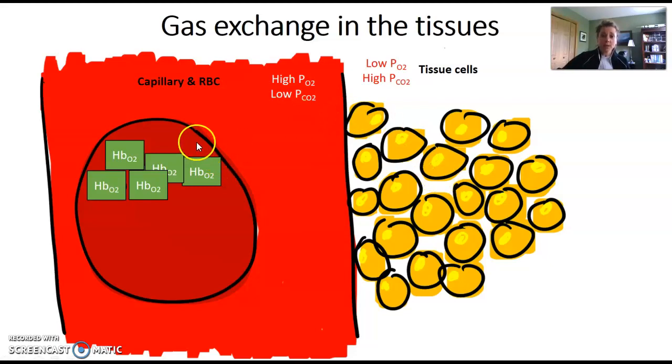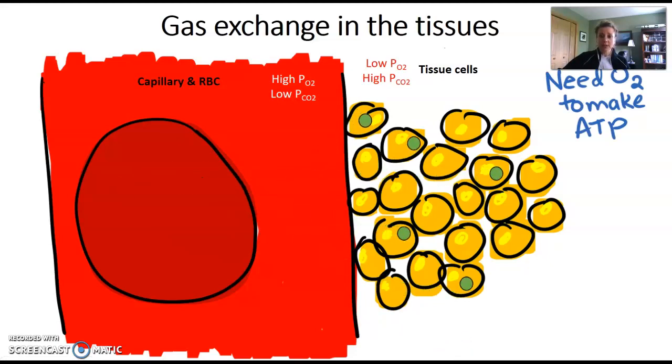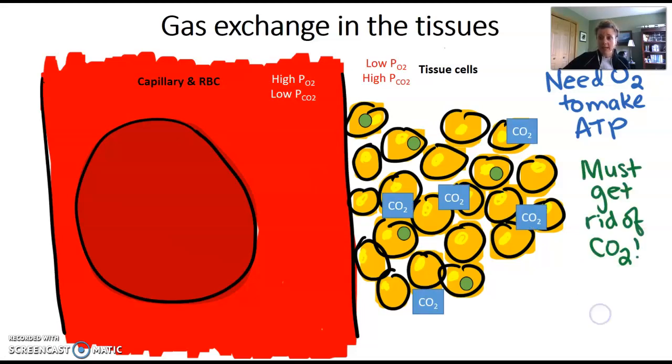So what's going to happen when our red blood cell enters an area that is in need of oxygen? There's actually going to be a structural change in the hemoglobin molecule, and oxygen, which is represented by my little green circles here, is going to diffuse out of my red blood cell, out of my capillary, and into the cells. And remember, our cells need this oxygen in order to make ATP, in order to perform protein synthesis. But in the process, they're making a lot of carbon dioxide, and they have to get rid of that carbon dioxide. So the carbon dioxide is going to diffuse from the cells through the capillary walls and into the blood.